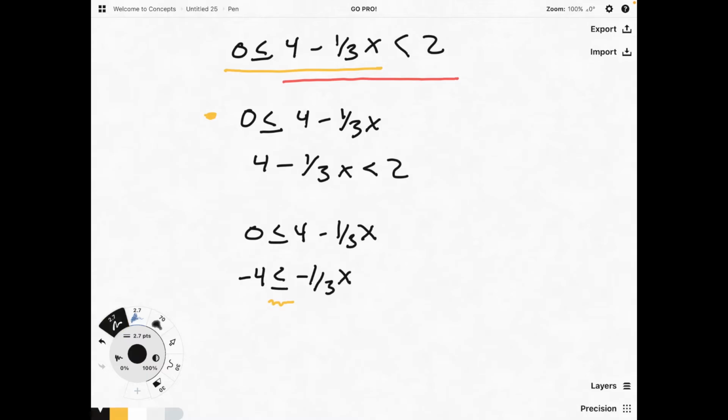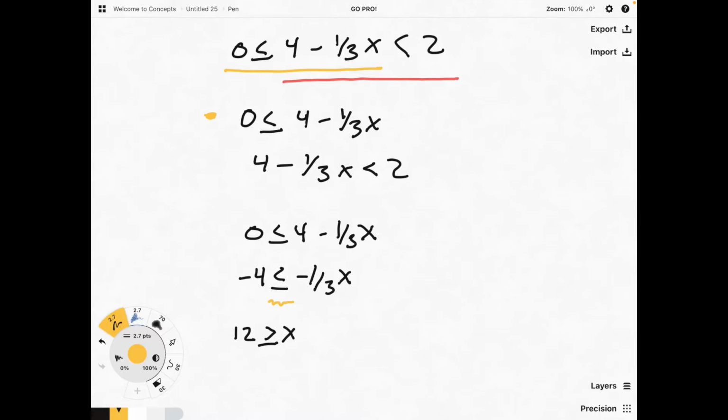If we multiply both sides by negative 3, then we get negative 3 times negative 4, which is 12. We're flipping the inequality sign, so now that's greater than or equal to x. And that is our first answer.